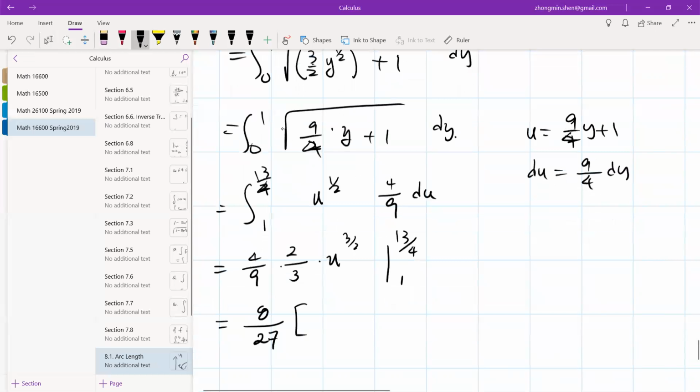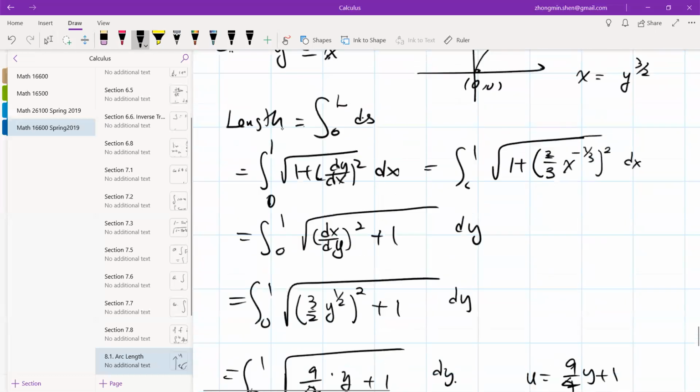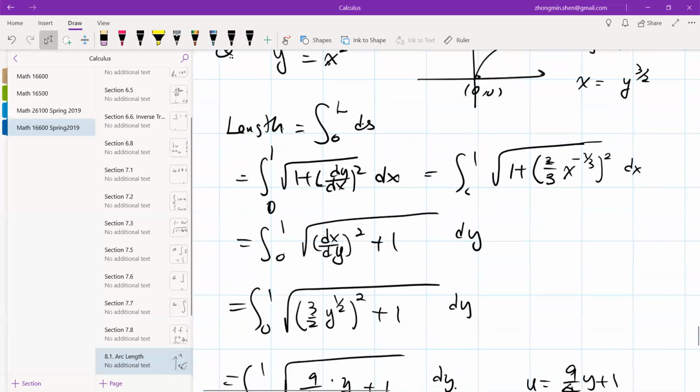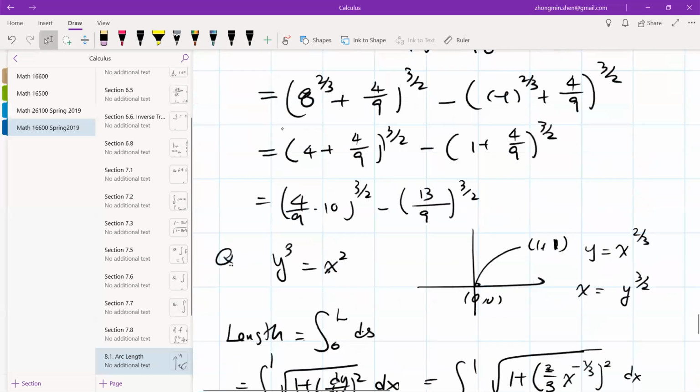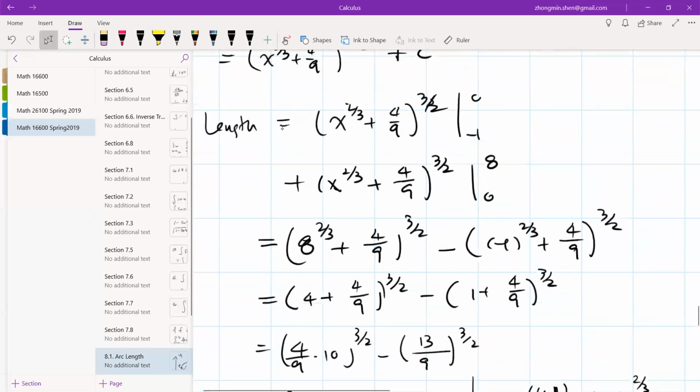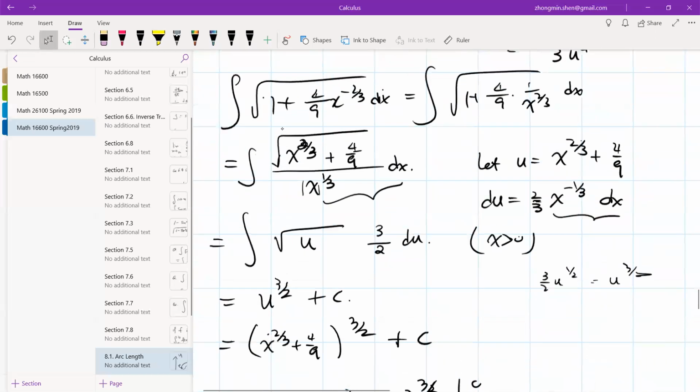And that will be 13/4 to 3/2 minus 1. See, I think if you use the y variable, it will make it easier. If you use the x variable, then as you can see, it took us a long time to figure out the entire derivative. So if you use the x variable, you have to find the entire derivative like that, okay?